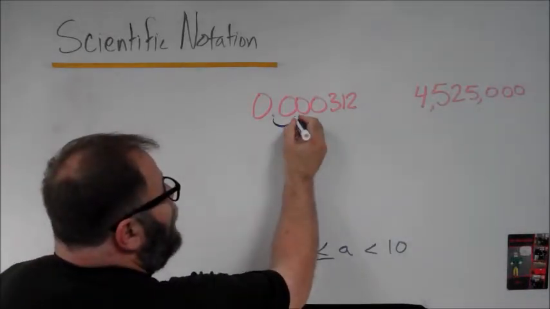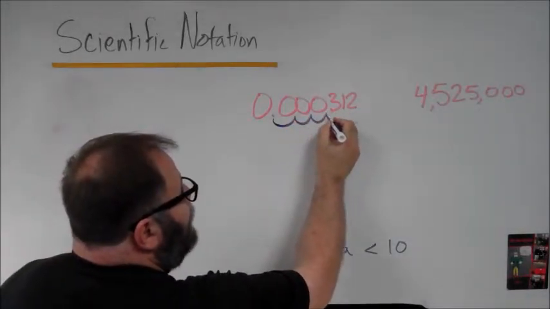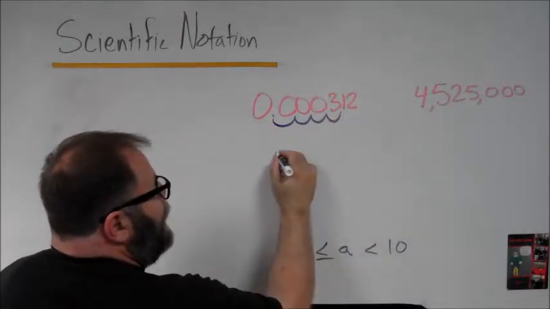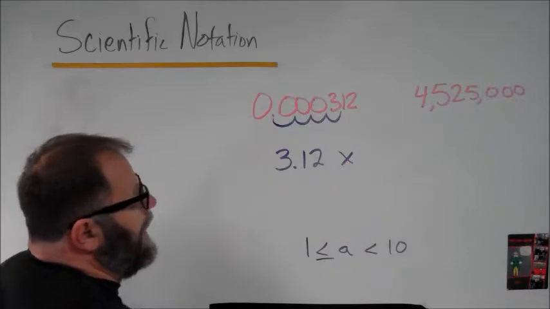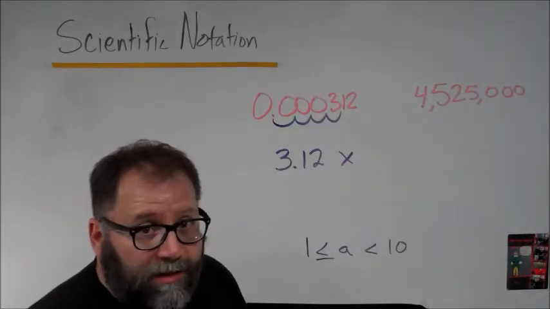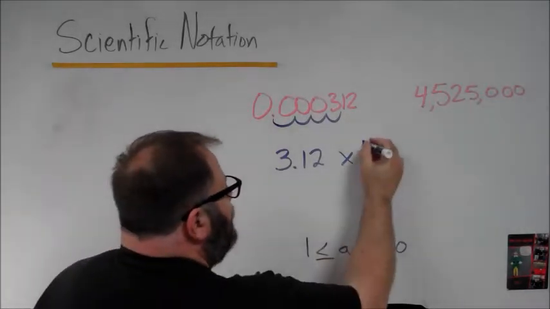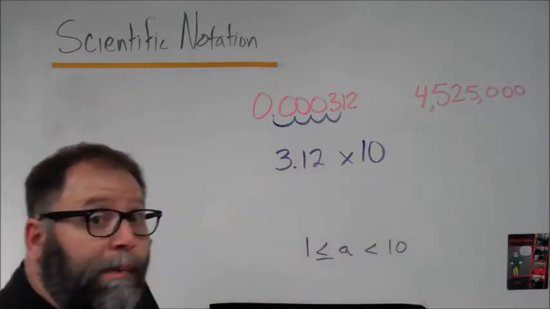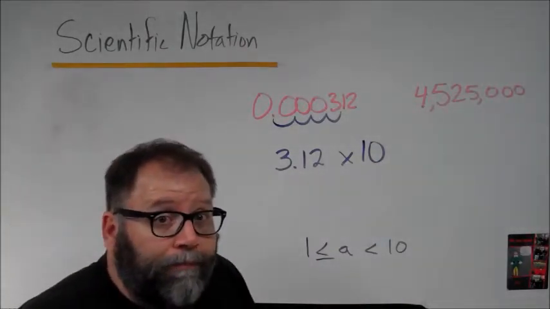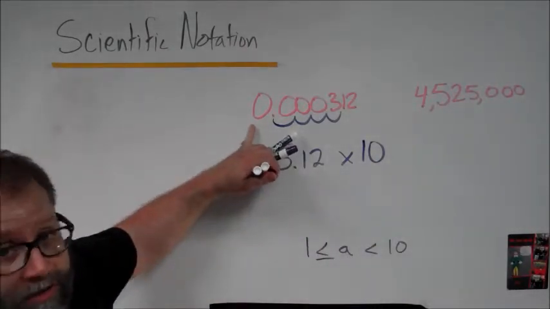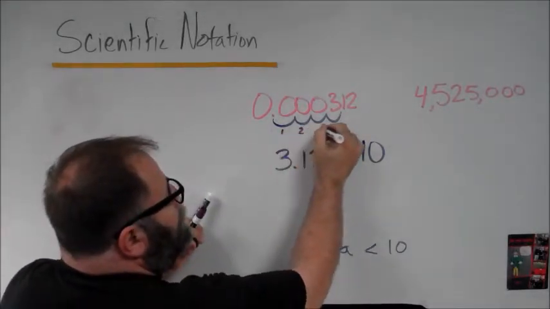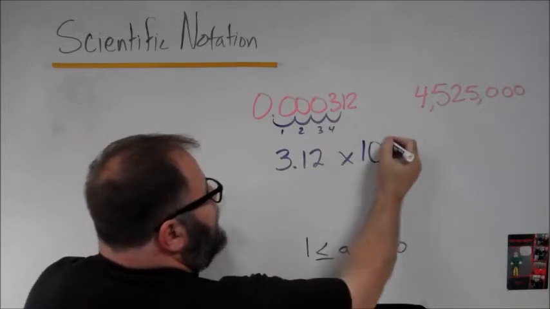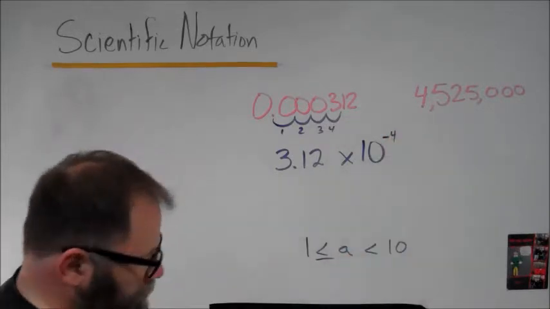So I'm going to go 1, 2, 3, 4. So I've got 3.12 times 10. And the way I remember is, are we representing a small or a large number? This is a small number. So it's going to be 10 to the negative 1, 2, 3, 4. 10 to the negative fourth.